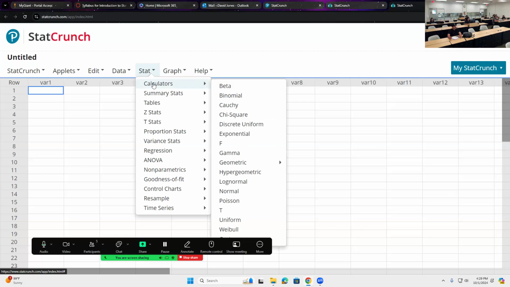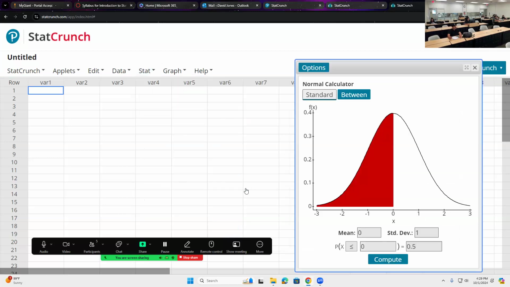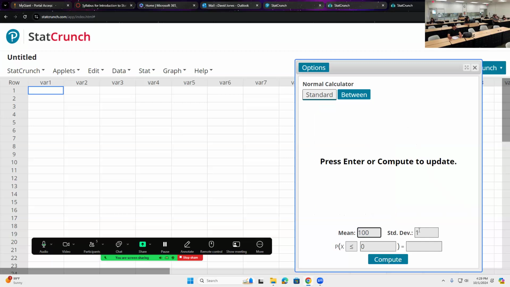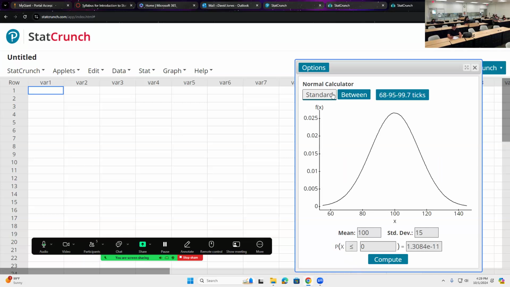And we go stats, calculators, normal. We're gonna put in our mean is 100 and our standard deviation is 15. Looks like they included the equal sign, not the other one. We're gonna click on between up here so that we can go between two ranges. You have the option of standard or between.